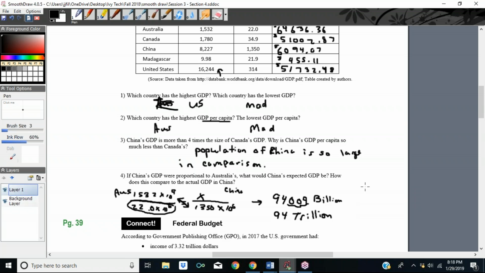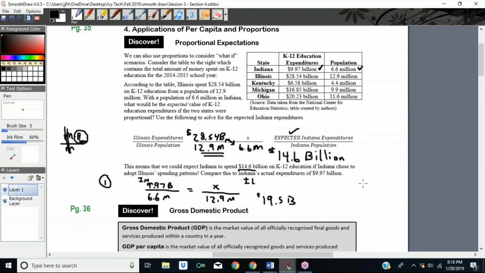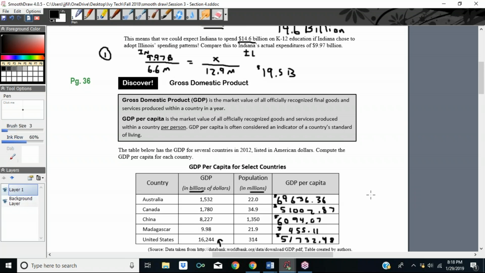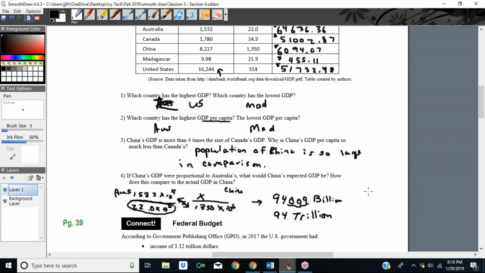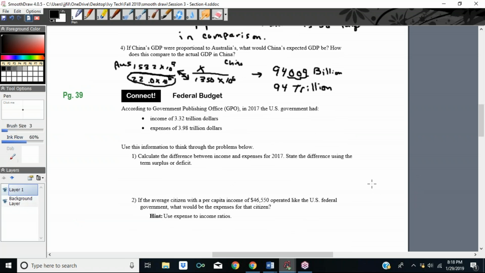So any questions so far on either the expectations from the per capita or from the GDP per capita? Okay, well, let's move along then. Let's look at page 39.